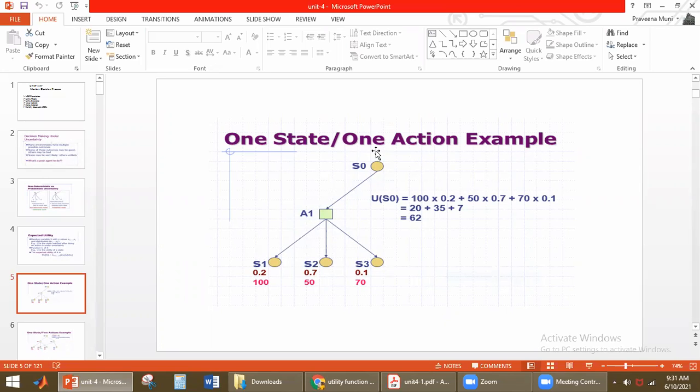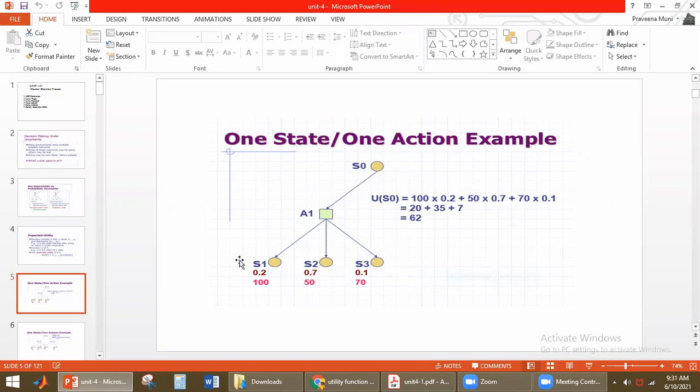So S0 is the initial state. By performing some action A1, we are getting different states. What are the different states we are getting? S1, S2, S3. Now the agent has to select any one of these states. How will the agent select any one of these states? Based on expected utility.